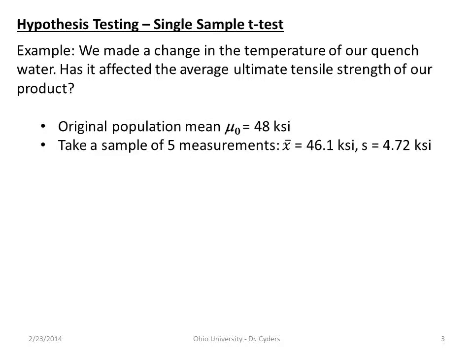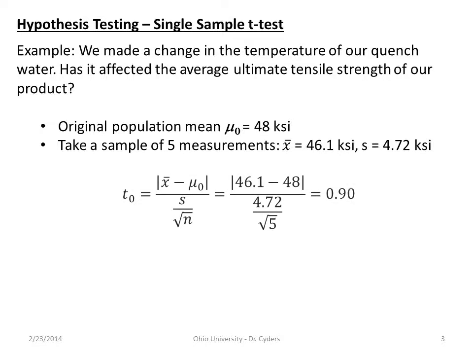So our original population mean, let's say, was 48 KSI. And I take 5 measurements, and they have an average of 46.1 KSI and a sample standard deviation of 4.72 KSI. So we have 46.1 plus or minus 4.72 as the standard deviation. That's a pretty wide standard deviation. We have a coefficient of variance here of almost 10%, actually a little bit more than 10%.